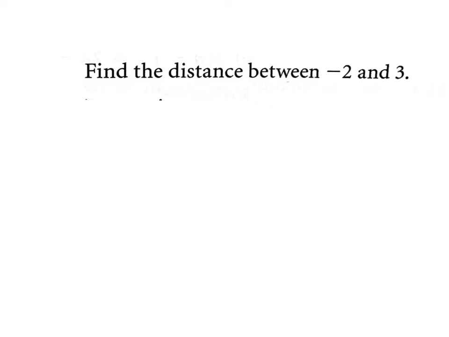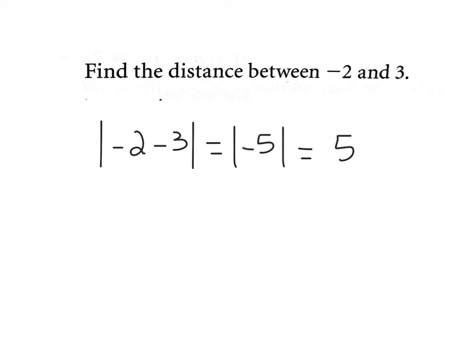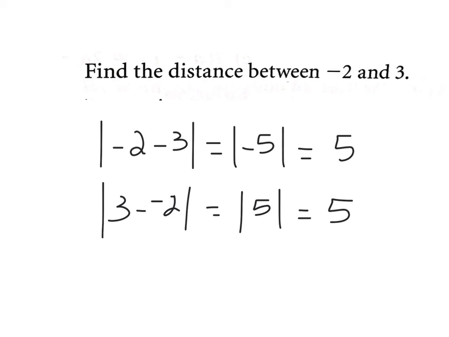So the last slide says find the distance between negative 2 and 3. You have two options. You can do negative 2 minus 3 inside absolute value. Hopefully you know that is really negative 5, and the absolute value of negative 5 is 5. You could also do 3 minus negative 2, and hopefully you know that's really 3 plus 2, which is 5, and the absolute value of 5 is 5. So to find the distance between any 2 points on a number line, just subtract and find their absolute value. That's all you have to do.